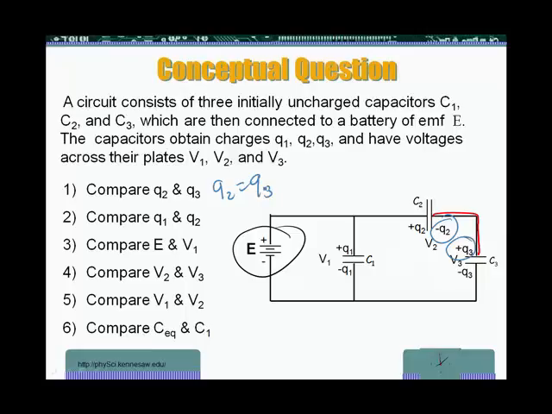Okay, the next question is asking us to compare Q1 to Q2. Now, in this case, the story is a little different. What do we know about Q2? Q2 is the same as Q3. It is the charge of this equivalent capacitance. If we replace these two capacitors by one capacitor, the charge of that equivalent capacitance is going to be Q2 or Q3.